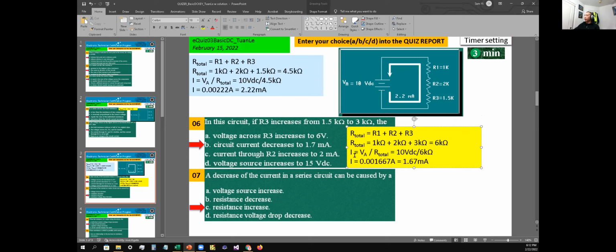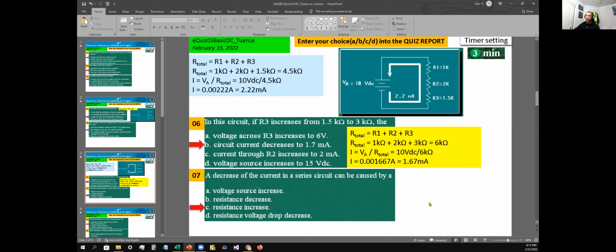And you apply Ohm's law, I equals VA divided by R total. So 10 volts divided by 6K gives you 0.001667 amps. That's the same thing as 1.67 milliamps. If you round this up to 1.7, the answer is B as in Bob for 6. Number 7, a decrease of current in a series circuit can be caused by, like I said right here from number 6, an increase in resistance. So the answer is C as in cat for number 7.